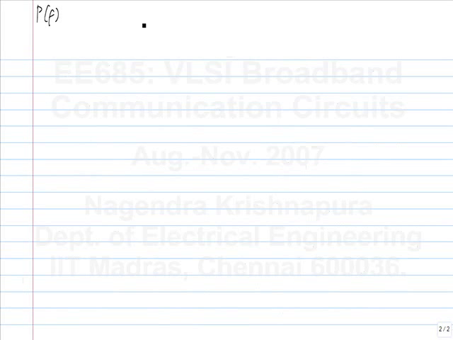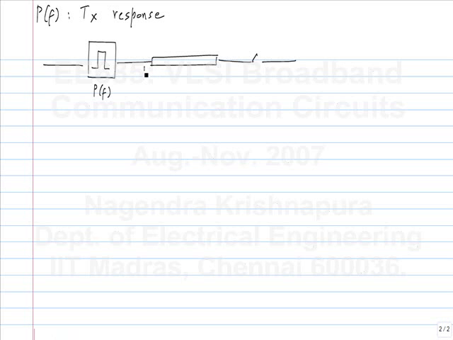Certain response of the transmitter, P of f, in this case we assumed it to be a rectangle, but as I have mentioned before, the transmit response need not be a rectangular pulse, it can be something else also. And let's say the response of the channel is a certain h of f. So the response between this point and this point is what? The response of the channel is h, the response of the transmitter is p. What is the total response? P times h.